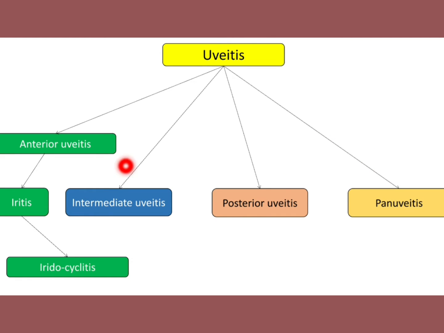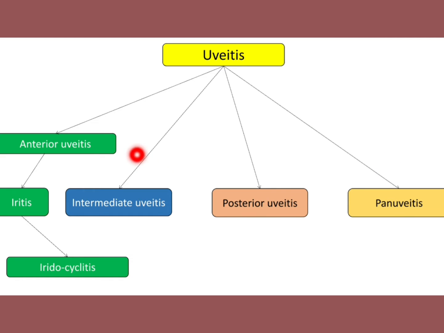Anterior uveitis means inflammation of the uvea limited to only the anterior chamber. That is anterior uveitis, right? If inflammation of the uvea is only limited to the pars plana, that is intermediate uveitis, and if uveitis is beyond the pars plana, this is posterior uveitis. And if all these three happen at one time, it is called panuveitis.